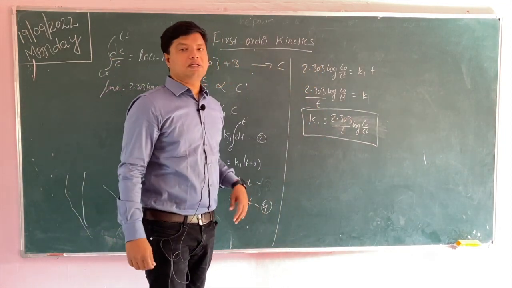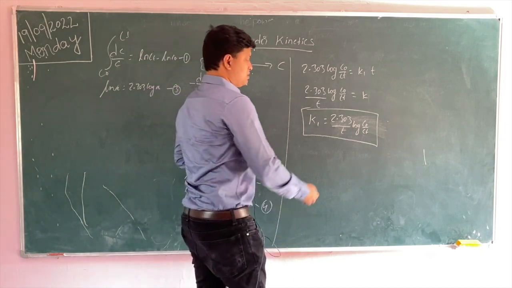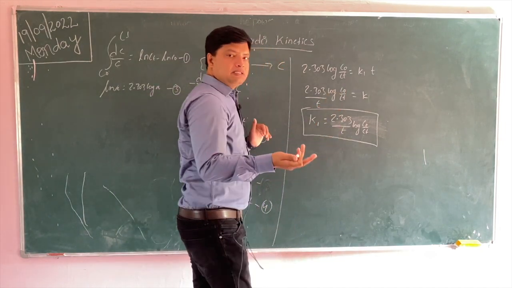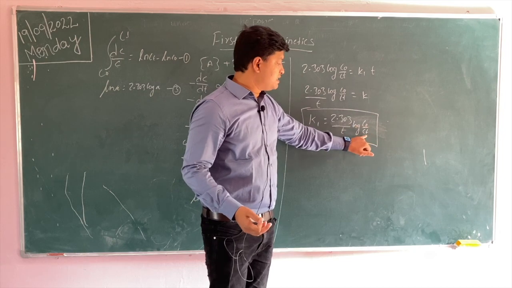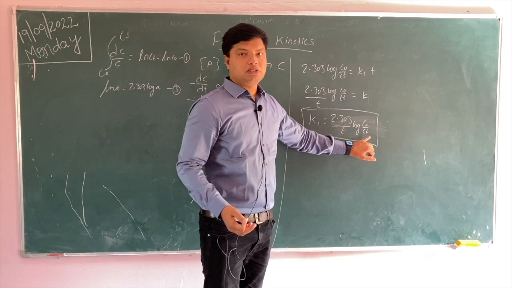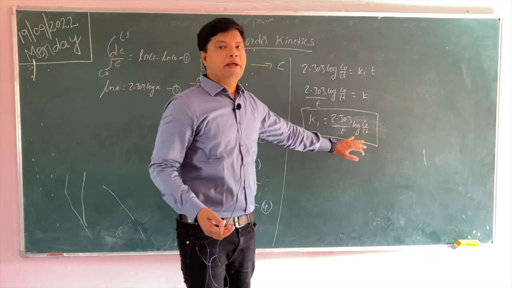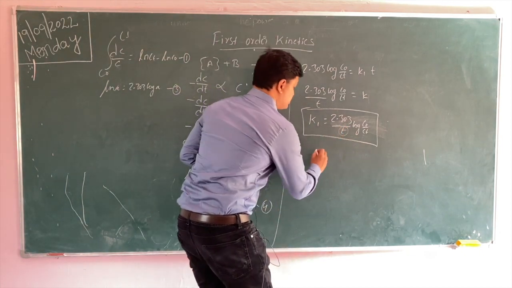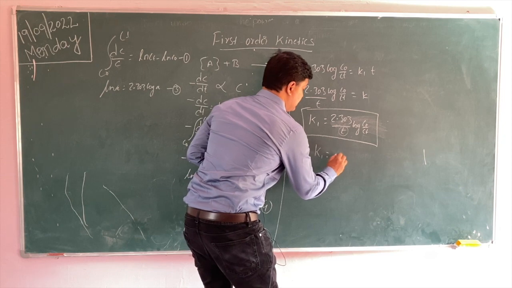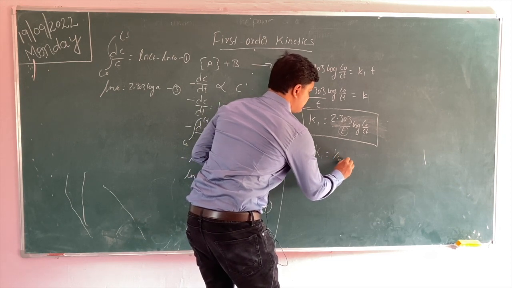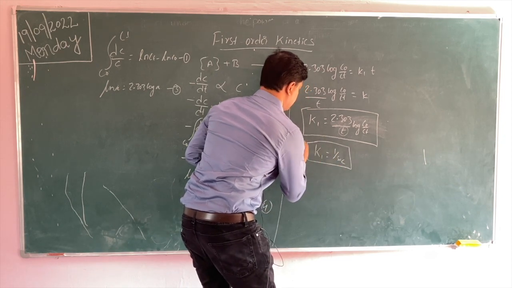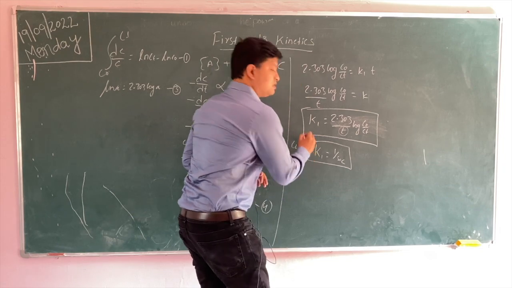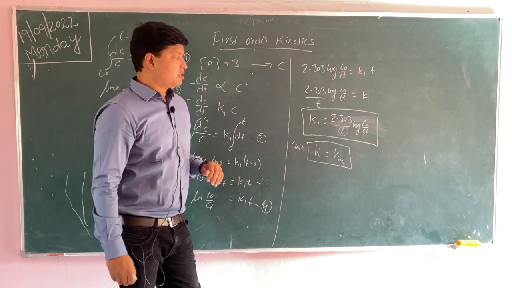We try to see what the units are for this. There are no units for 2.303, it is just a number. C naught by Ct is there, so concentration by concentration will get cancelled. The only thing remaining here is time. So, K units is per second. These are the units of your first order kinetics.